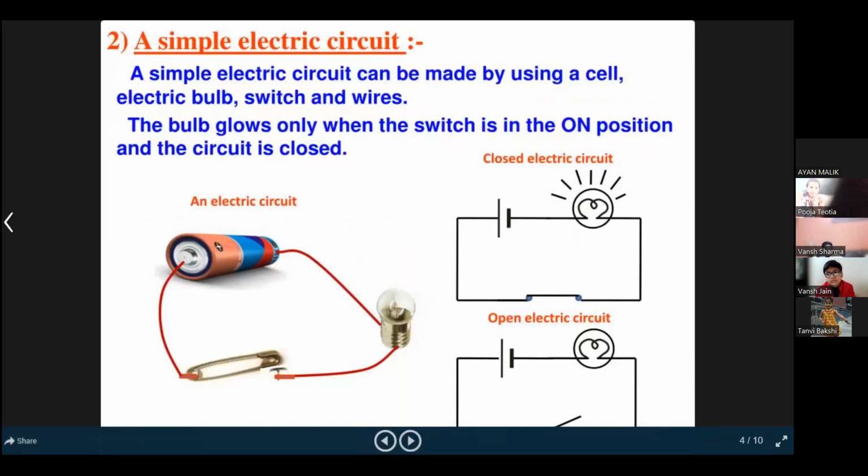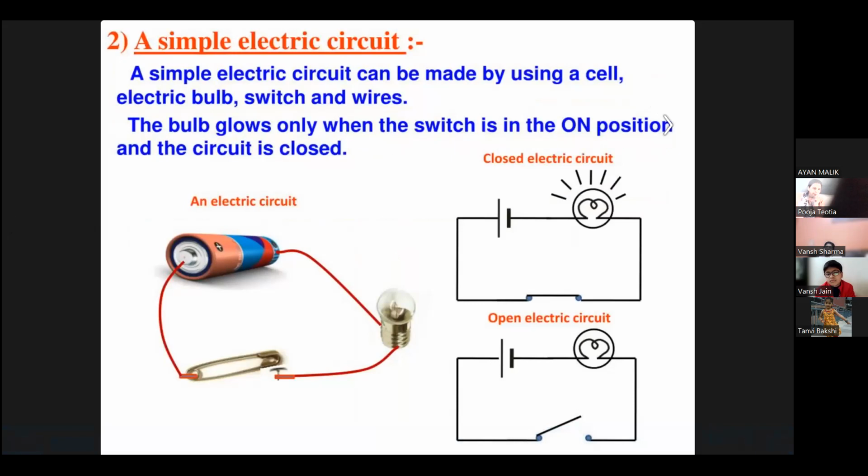Next is a simple circuit. Let's make a simple circuit. Simple circuit, what does it include? Electric bulb, switch, cell. These three things are there. And if you have to use the symbol, children, it's very important. I want each one of you to draw a rough circuit of this closed electric circuit and open circuit.